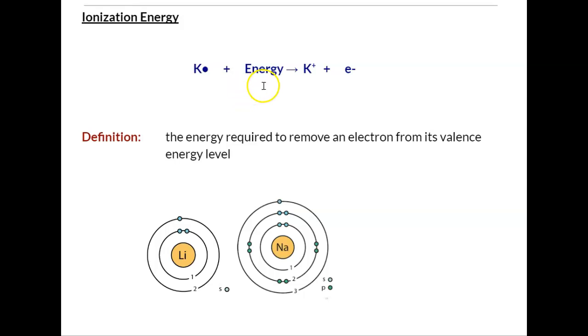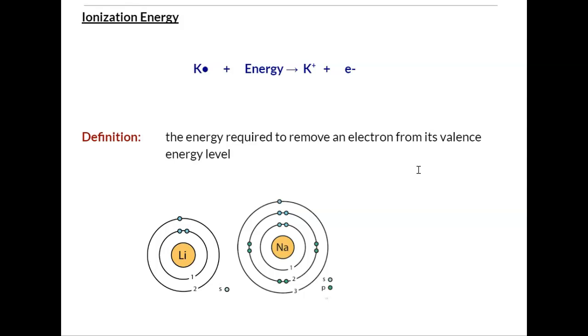And so when we think about potassium, it's going to want to lose that one electron so that the shell beneath is full, right? So we're obeying the octet rule. And so when we talk about ionization energy, we're talking about the energy that we need to put in to pull that one electron off of potassium in this case, right? And so that's going to create a positive potassium ion, and then we're going to have a free electron. So again, ionization energy we define as the energy required to remove an electron from its valence energy level.